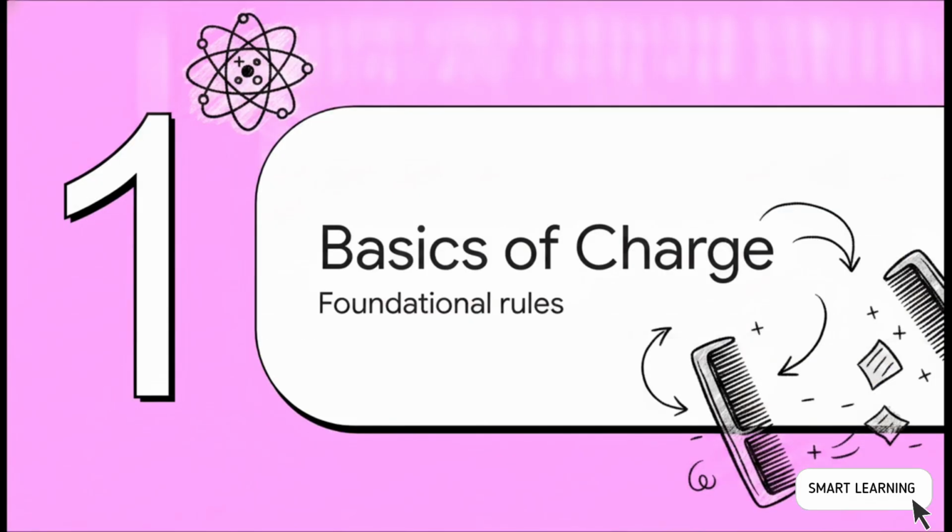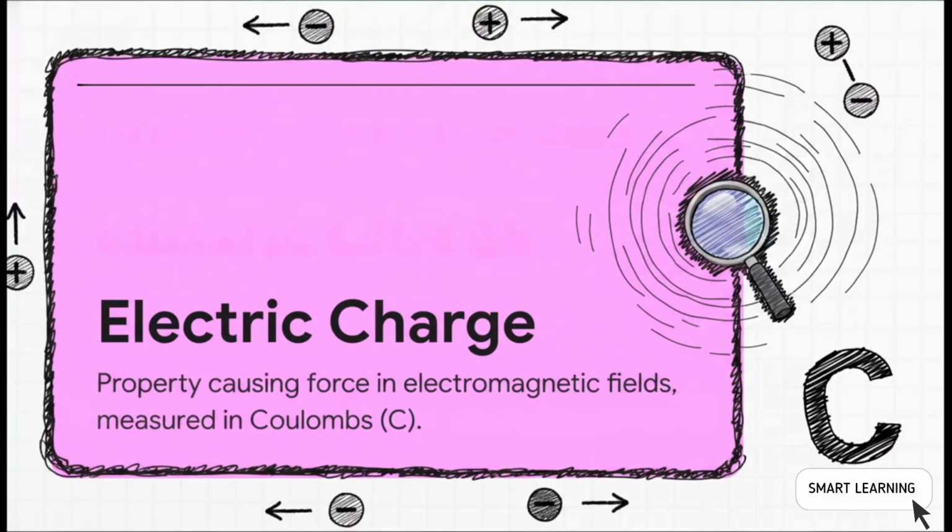Starting off with Section 1, the basics of electric charge, the foundational rules of the invisible. To truly understand the macroscopic world, things like our comb and the paper, we first have to zoom way down to the subatomic level. Electric charge is formally defined as the physical property of matter that causes it to experience a force when placed in an electromagnetic field. Now, that force can be an attraction pulling things together or a repulsion pushing them apart. It's absolutely crucial to understand that charge isn't just some random event or fluke, it is a fundamental, built-in property of the substance itself. In physics, we measure this property in a unit called coulombs, which is represented by a capital C.